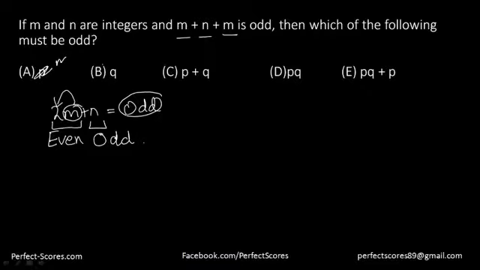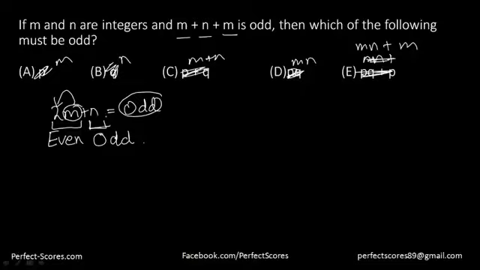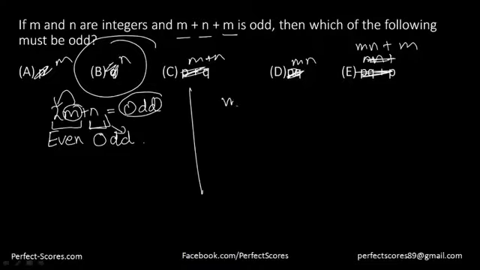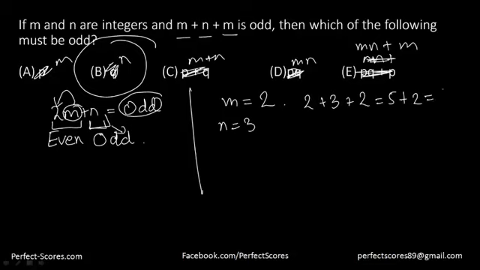I'm sorry, these are in terms of m only. I forgot to change that. Just going to write it here. Okay. So for this sum to be odd, n will have to be odd. That means this over here is my answer, right? So you can even say that let's suppose m is equal to 2, and n is equal to 3. Okay. Then 2 plus 3 plus 2 is equal to 5 plus 2, which is 7, which is actually an odd number. It's satisfying my fact.